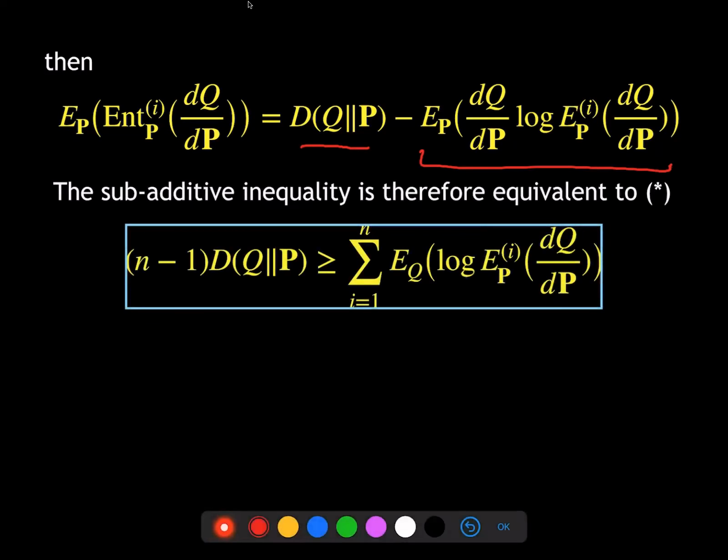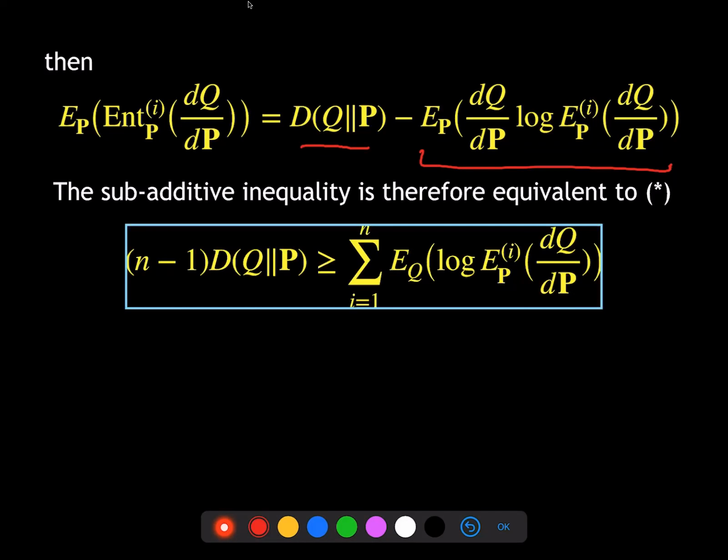So the subadditive inequality is therefore equivalent when you look at it on the likelihood ratios, I would say. It tells you that n-1 times the relative entropy of Q with respect to P is larger than the sum of these quantities here. So why do we see n-1 times the relative entropy appear?